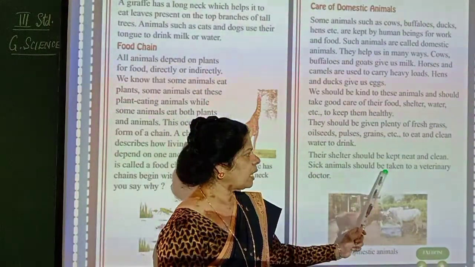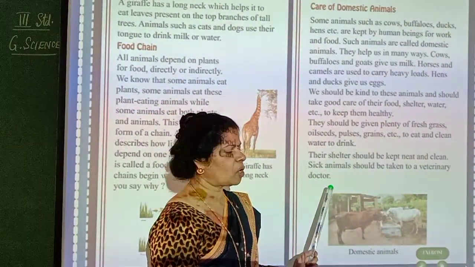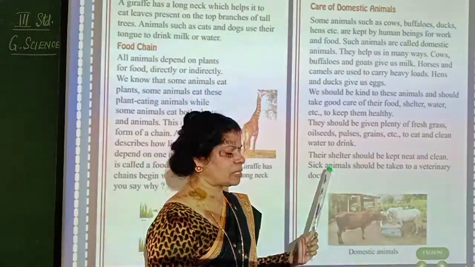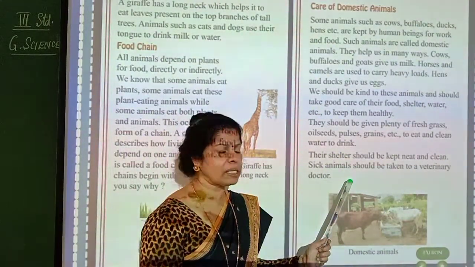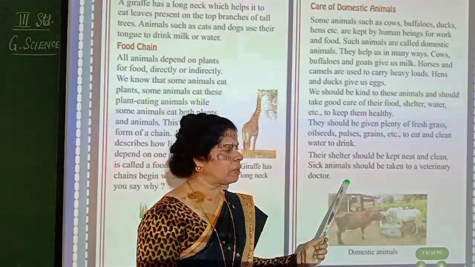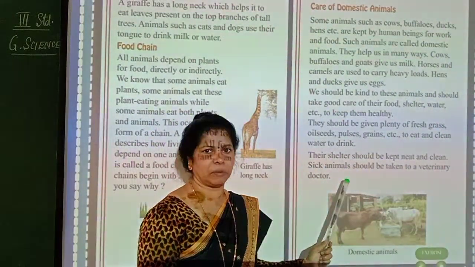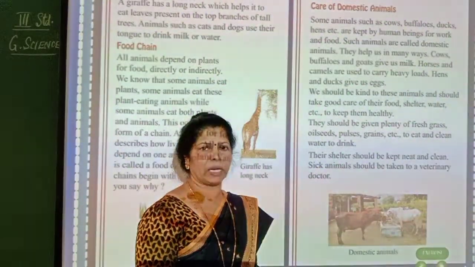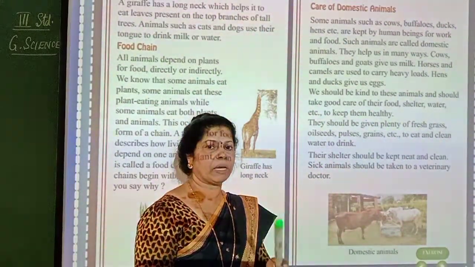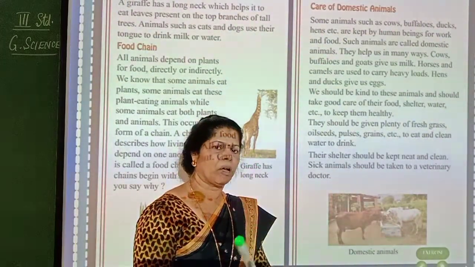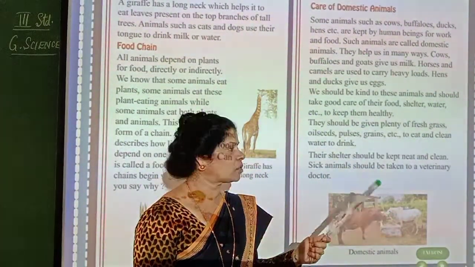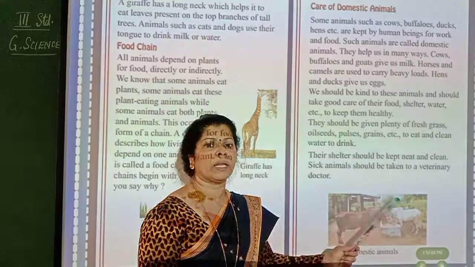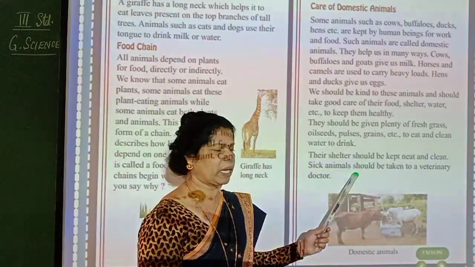And sick animals should be taken to veterinary doctors. The doctors who take care of animals, we call them veterinary doctors. If you feel that any animal is not well, if it is having any sickness, you have to take that animal to the veterinary doctor for treatment. And they should be isolated also. For example, if so many hens are together in the poultry and you see that one hen has got some problem, immediately you have to take it and keep it separately. That is called isolation. Otherwise, the disease will spread to other hens also. So you have to be very careful about all these things.